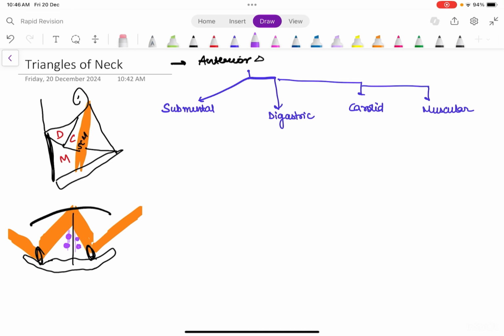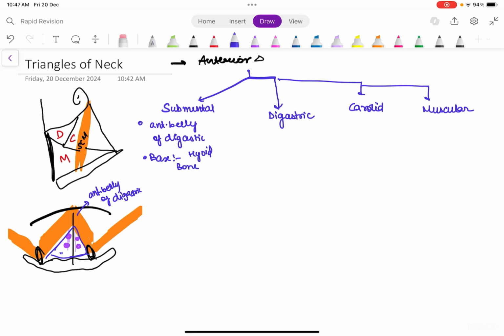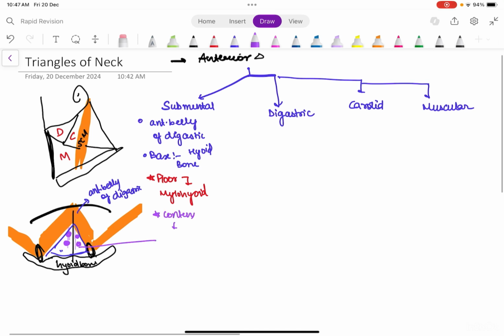Yeah, so let's just understand the submental triangle. This is the triangle that I am talking about, this whole triangle. In submental triangle, first of all, this is the anterior belly of digastric. Now the boundaries are formed by the anterior belly of digastric. Then one thing you need to remember is base is by hyoid bone, which you can see in the diagram. This is hyoid bone. Then you need to remember the floor of each triangle. So floor is by mylohyoid. This you need to remember. Then the contents are the submental lymph nodes.